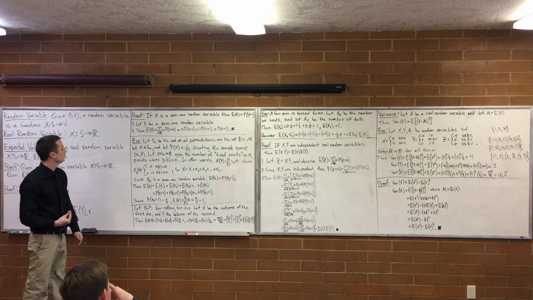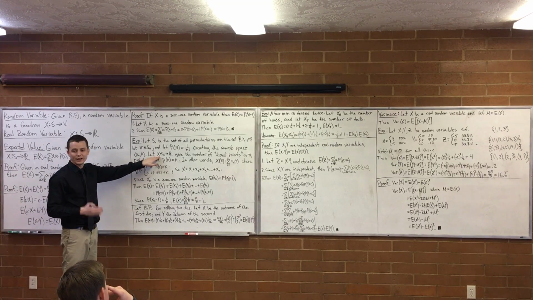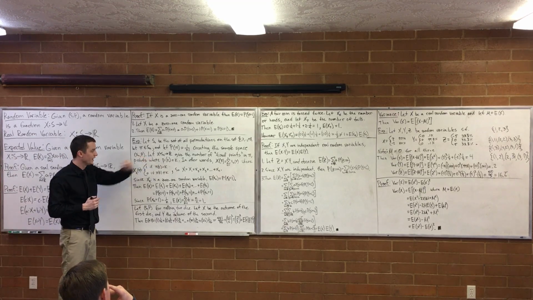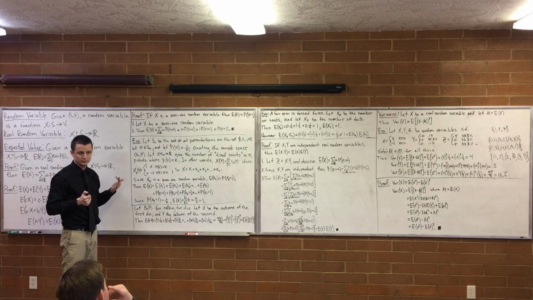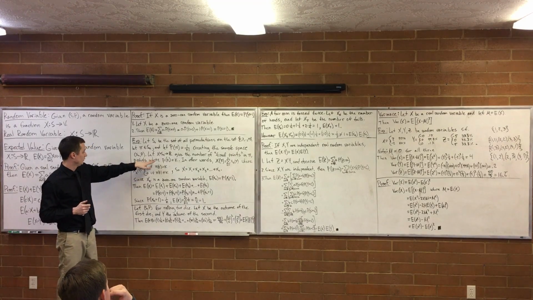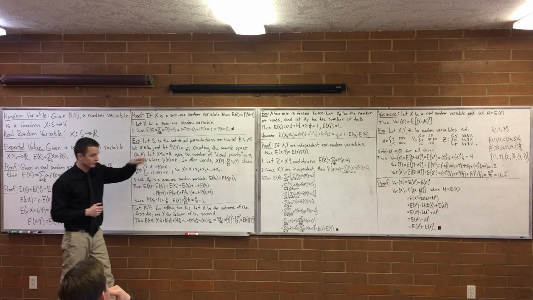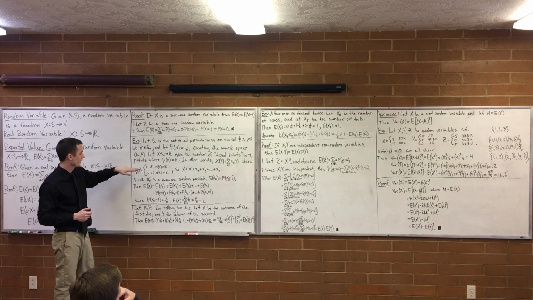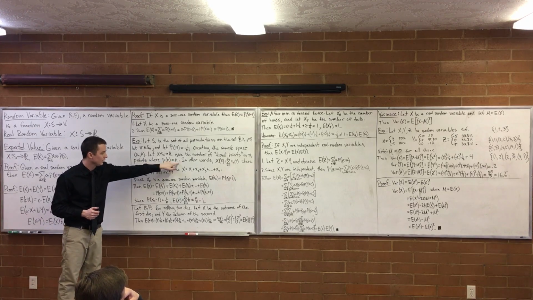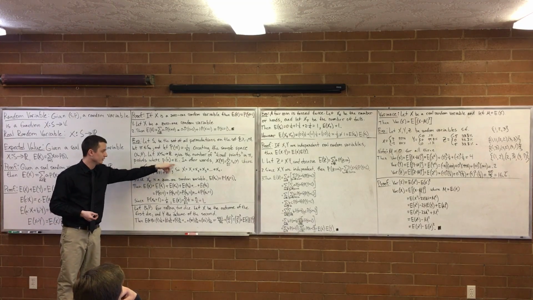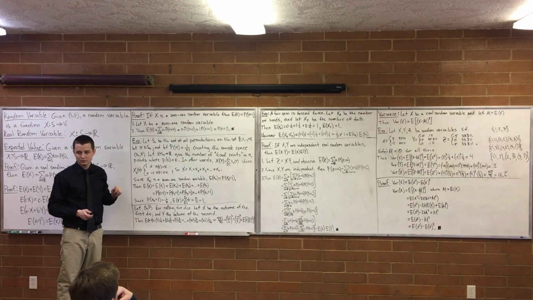The expected value of x. We're looking for how many fixed points we can expect a random permutation to have. So let x give the number of fixed points in some permutation pi, and that's points where pi of k equals k. It mapped k to itself. Good?